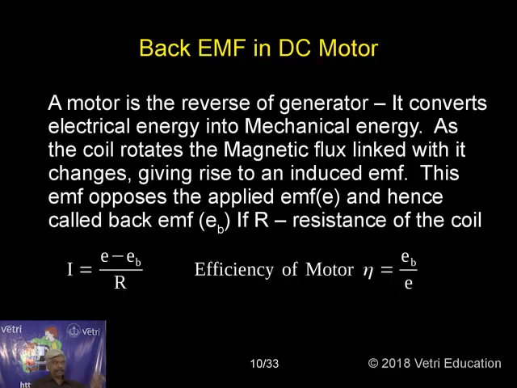There are two EMFs. We are applying the EMF, so due to that EMF the coil rotates. Because the coil rotates, it itself induces an EMF. This EMF opposes the applied EMF and hence is called back EMF. Since it is opposing, this induced EMF is otherwise called back EMF. If R is the resistance of the coil, then current equals V by R, that is, E minus EB by R, where E is the applied EMF and EB is the back EMF. Because the induced EMF always opposes, the current is E minus EB divided by R. The efficiency of a motor can be calculated.